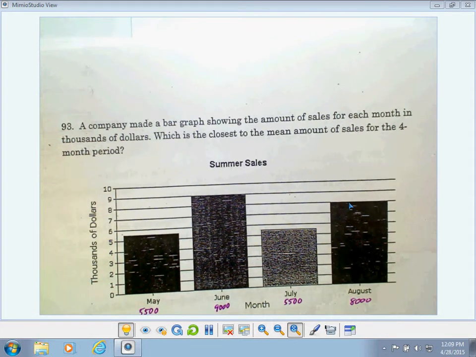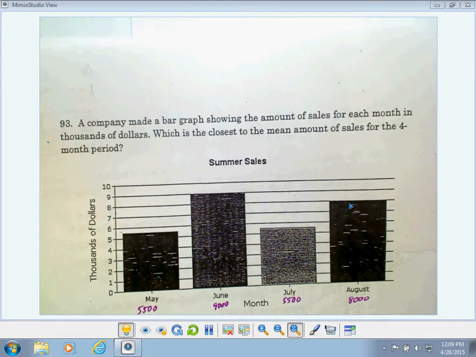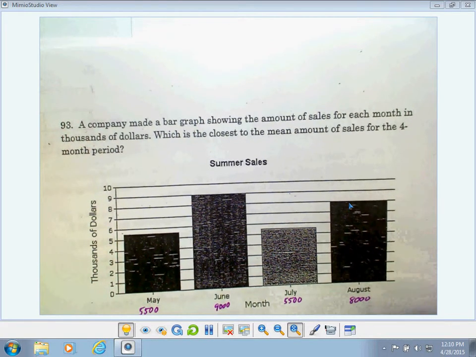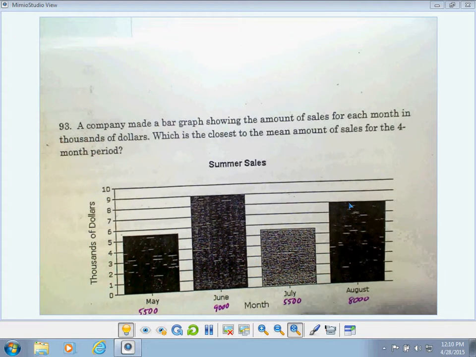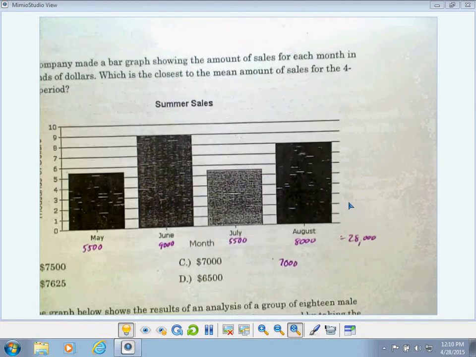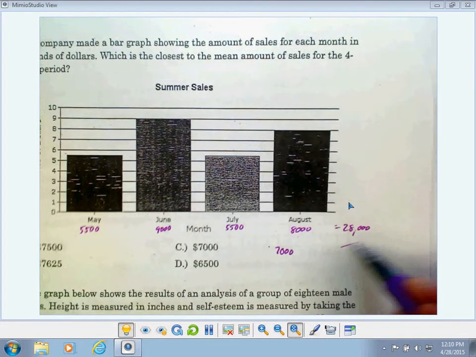So if we want an average, we would just take those 4 numbers and add them together, and then divide it by 4. You should get an average of 7,000. The sum is 28,000, and then divide it by 4, 7,000.